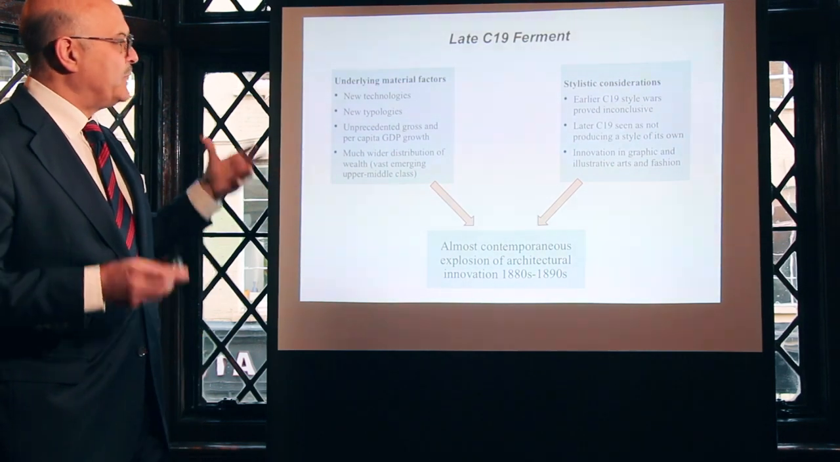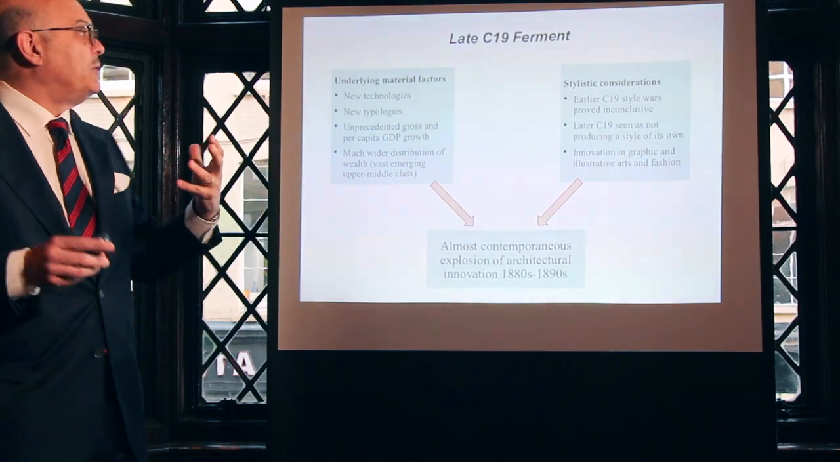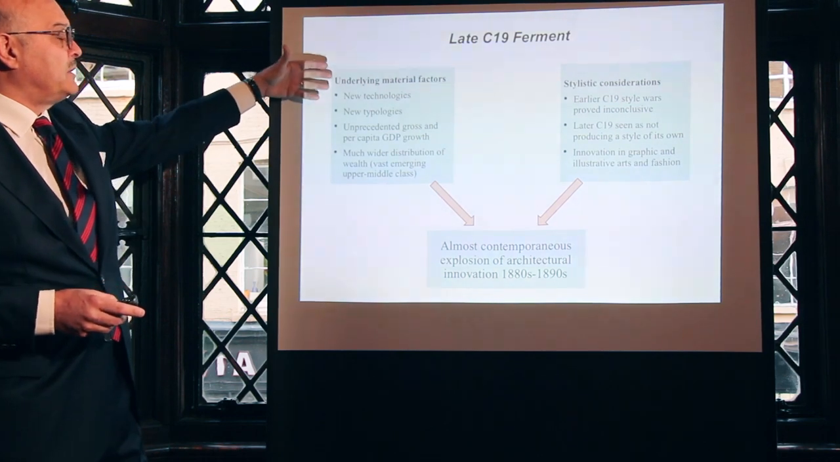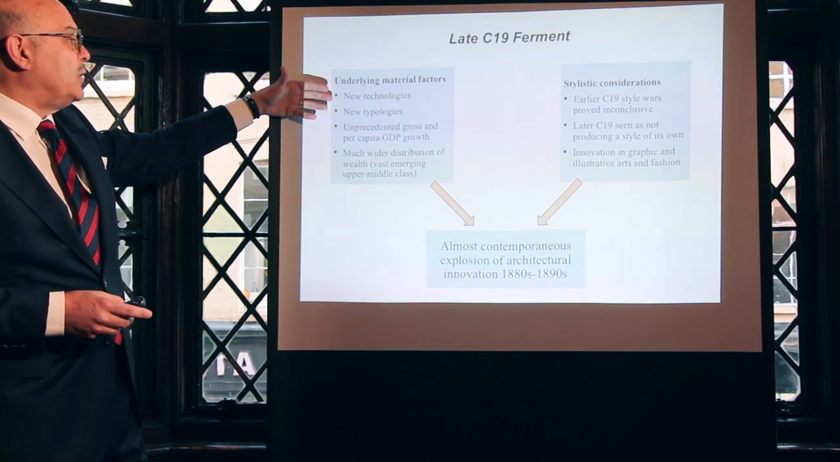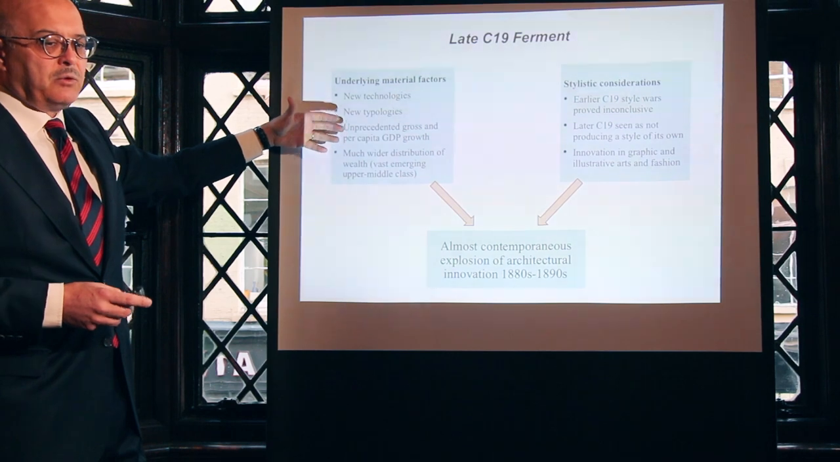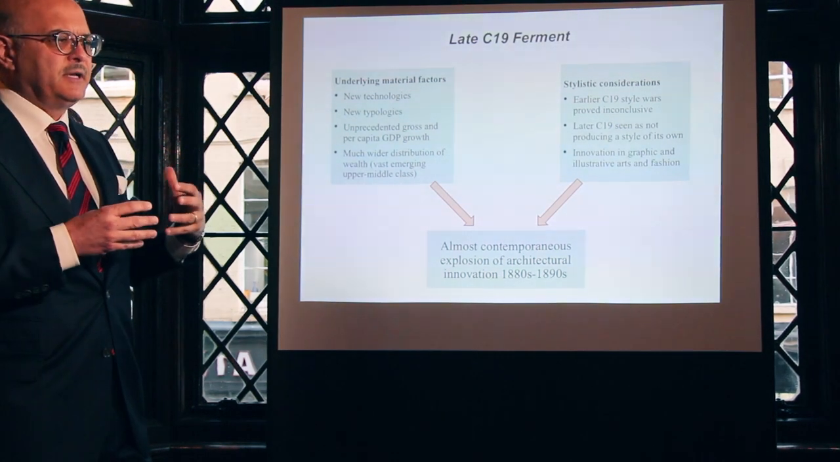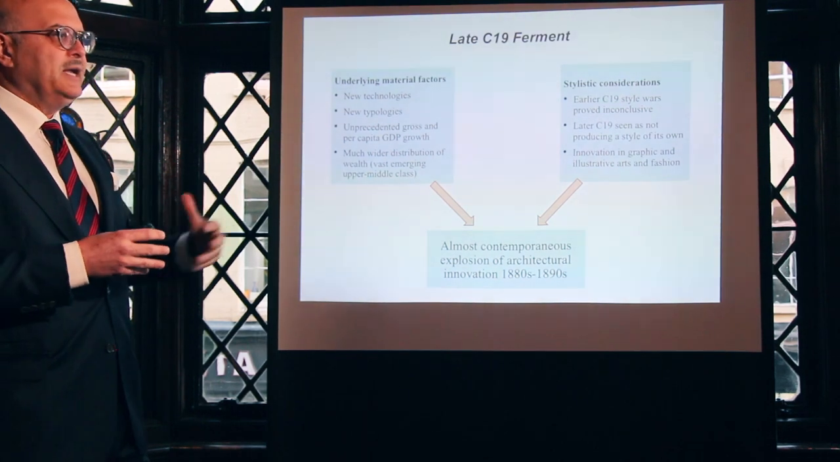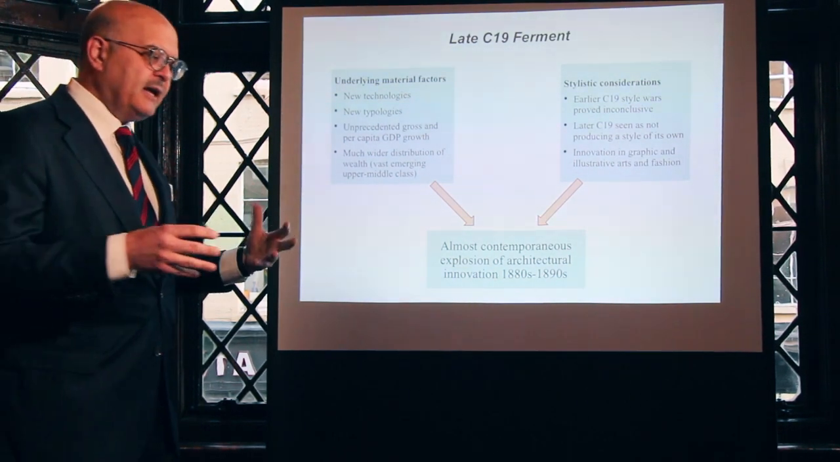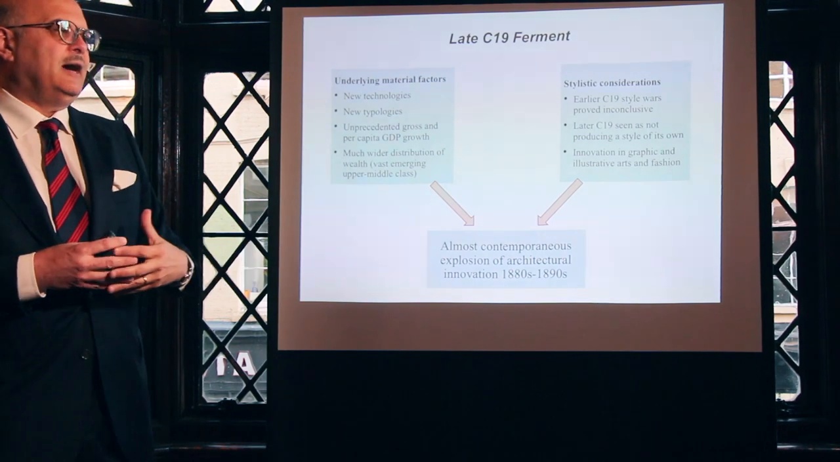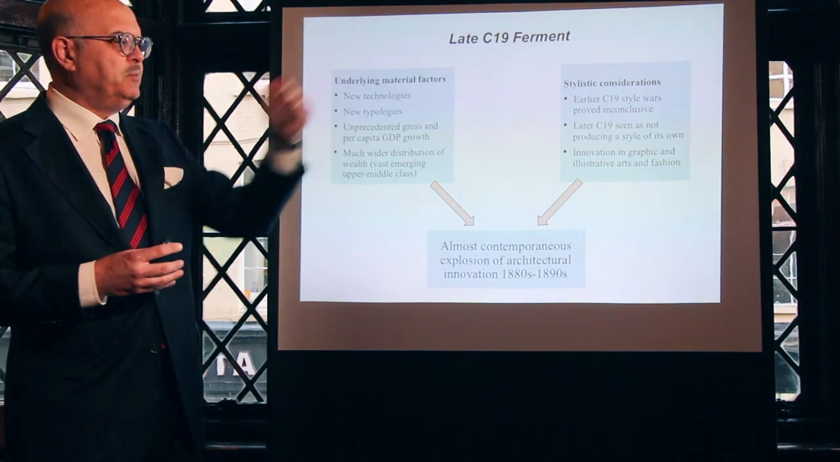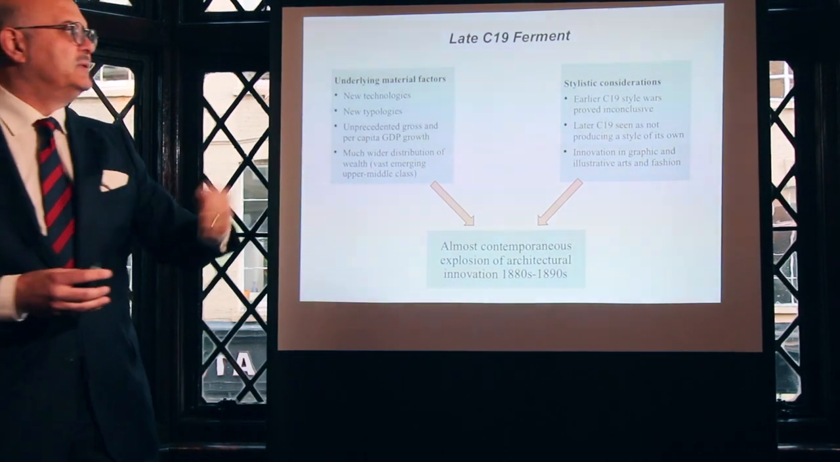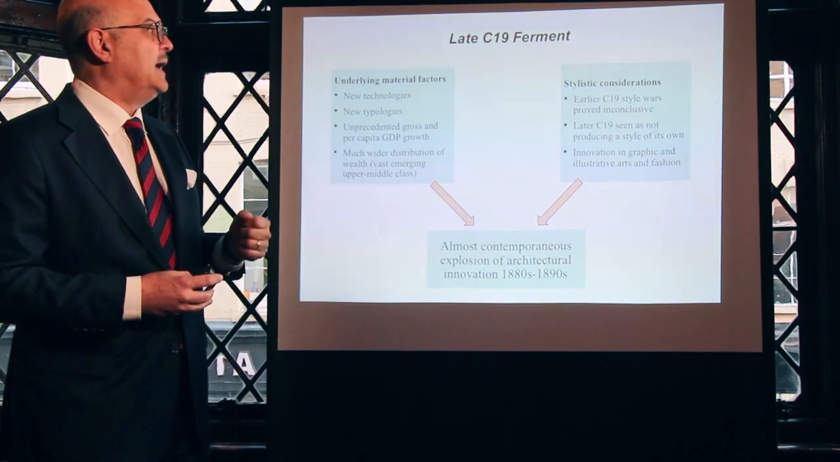Okay, so we get to the late 19th century and there's lots going on. We've talked about the new technologies, the new uses, the new typologies of buildings. Europe has gotten a lot richer very, very quickly. And the money, although it's not as distributed as it is today, there are a lot more agents that are able to say, build me a building, I want it in this style, do it this way rather than that way.